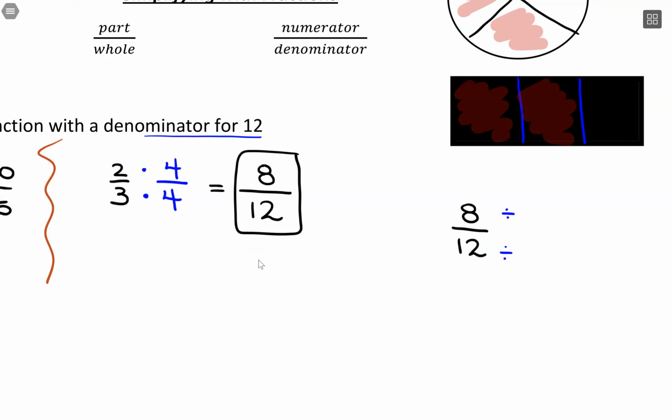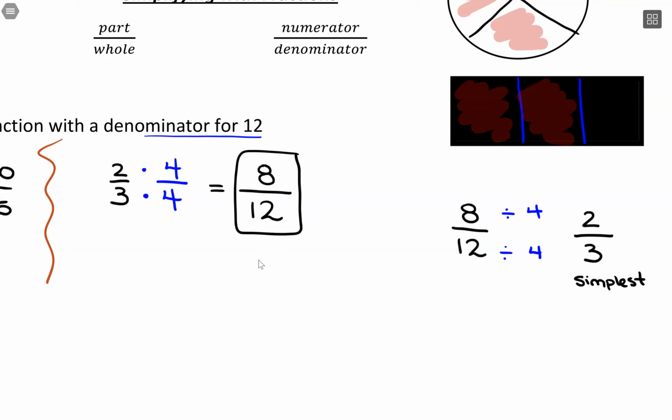And typically we try to find the largest value that we can put in there. So like I could divide both of these by 2, that would work. But what I want to see is that I could go even further than that and divide both by 4. So if I did 8 divided by 4, that's 2, over 12 divided by 4, which is 3, and this is the simplest form of that fraction.